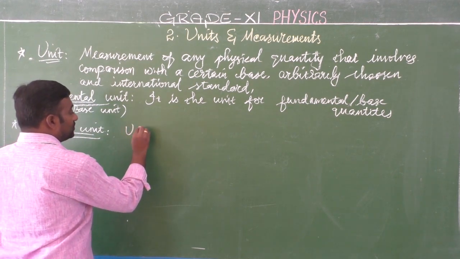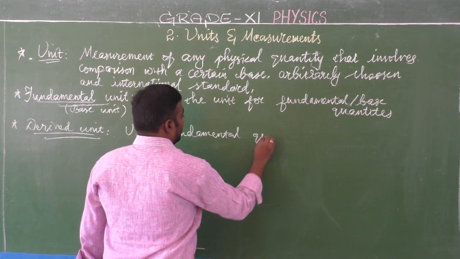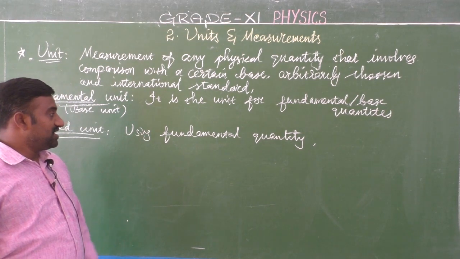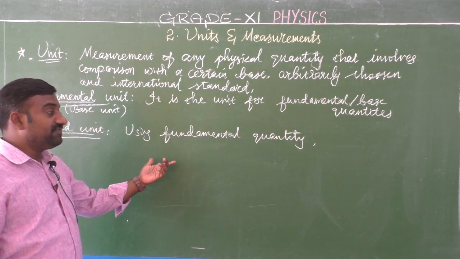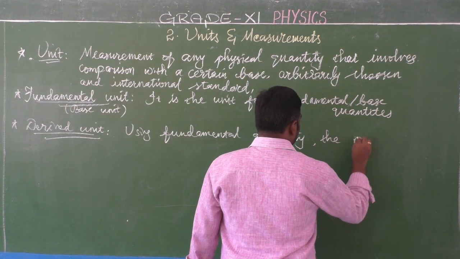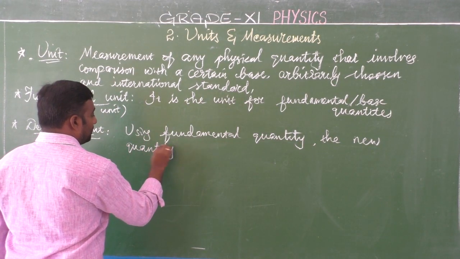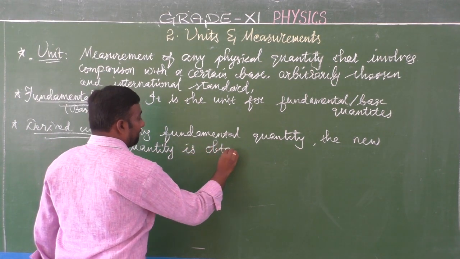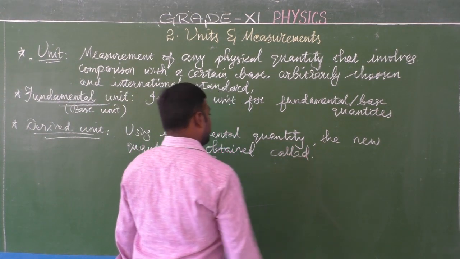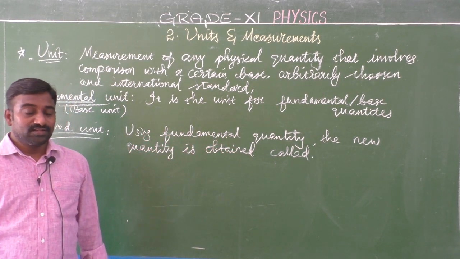Using the fundamental quantity, the quantity which is obtained is called a derived quantity. So using the fundamental quantity, a new quantity is obtained, and that is called a derived quantity.